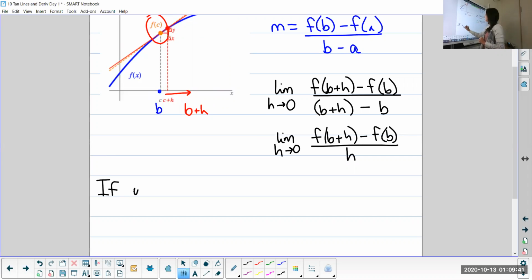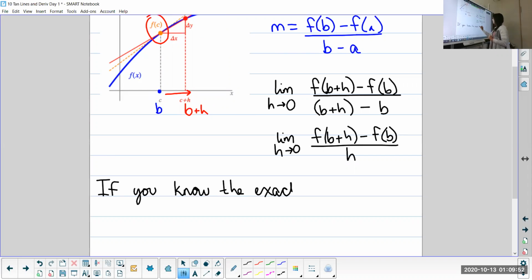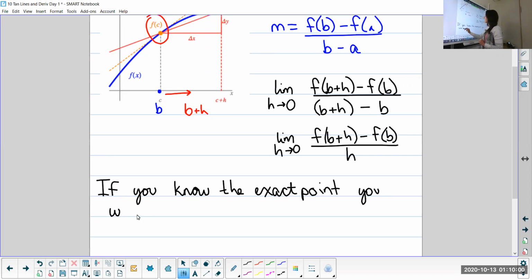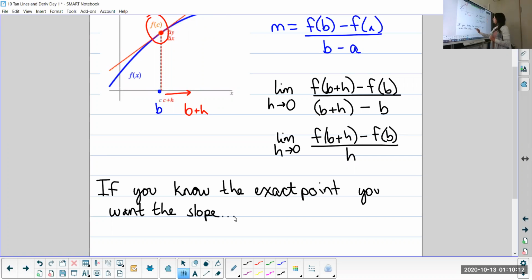If you know the exact point you want the slope, you're going to use x equals a. Now, you don't have to use a. You could use any letter of the alphabet. We already used C and B up here, all right?